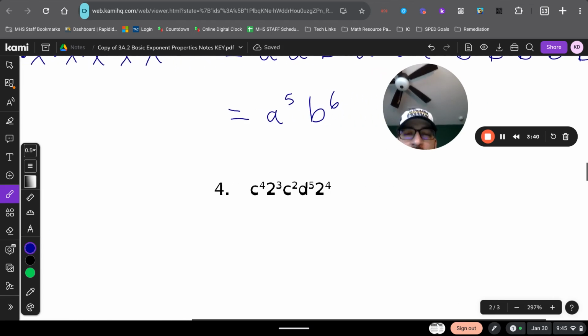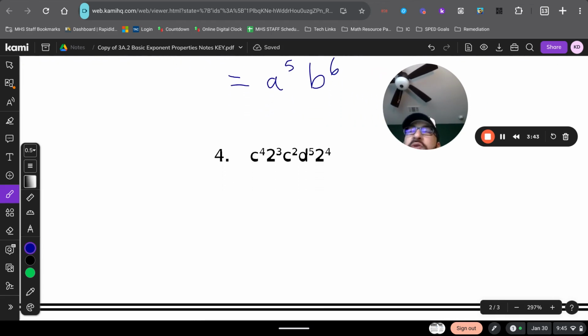Okay, let's look at one more together, and if you want to, you can pause and see if you can do this one on your own, or you can just go ahead and do it with me. So we have c to the 4th, 2 cubed, c squared, d to the 5th, and 2 to the 4th. So we want to look for those constants again, but we notice this time 2 and 2, they are the same base, and they both actually have exponents. So we can add those exponents together, and so this would become 2 to the 7th power. Then c to the 4th and c squared would give us c to the 6th. And then d to the 5th. We don't have any other d's, so it's just going to stay d to the 5th.